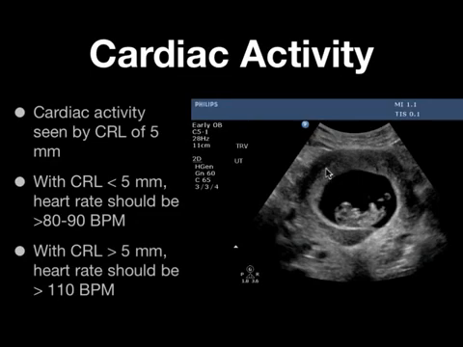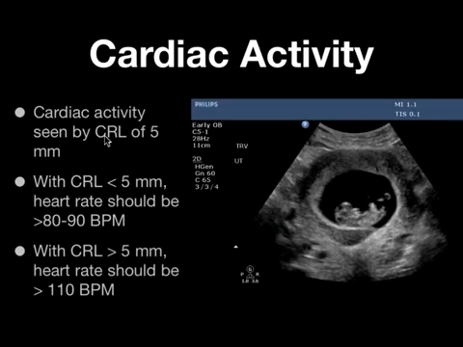In terms of embryonic cardiac activity, it should definitely be seen by a crown rump length of 5 millimeters. If you've got an embryo with a crown rump length of 12 millimeters without cardiac activity, that's consistent with pregnancy failure. However, with technology being improved in recent years, we're able to now see cardiac activity much earlier. It's not uncommon to see the flicker of cardiac activity when the crown rump length is just a couple millimeters. When you've got a crown rump length less than 5 millimeters, it's also not uncommon to see a heart rate in the 80 to 90 range.